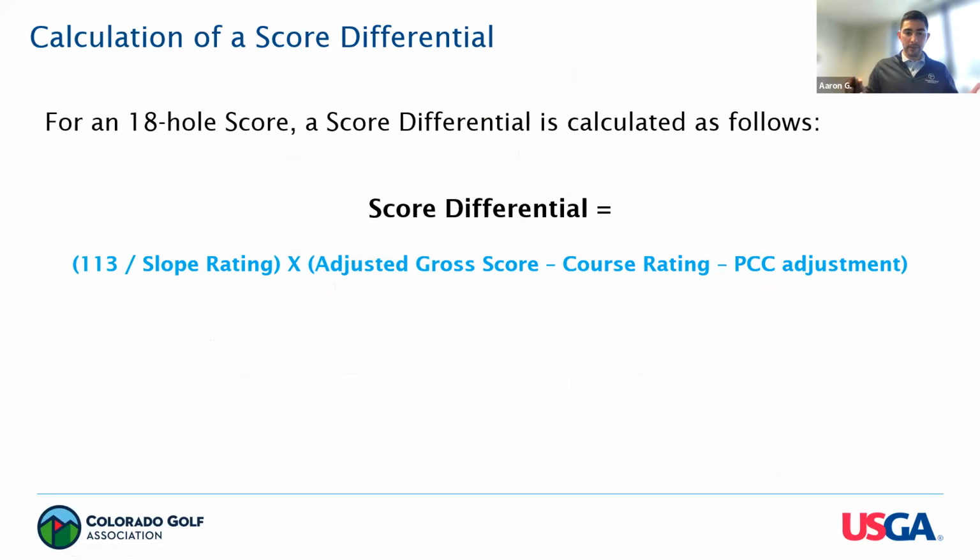All right, so now I know you're wondering, what exactly is the score differential equation? Well, here we go. Score differential is comprised of 113, also known as standard slope, divided by the slope rating of the tees played. You then multiply that by the adjusted gross score minus the course rating of the tees played minus any PCC adjustment. Then you round to the nearest 10th and you'll get something anywhere between 0.1 and 54.1 if you want, or 53.1.